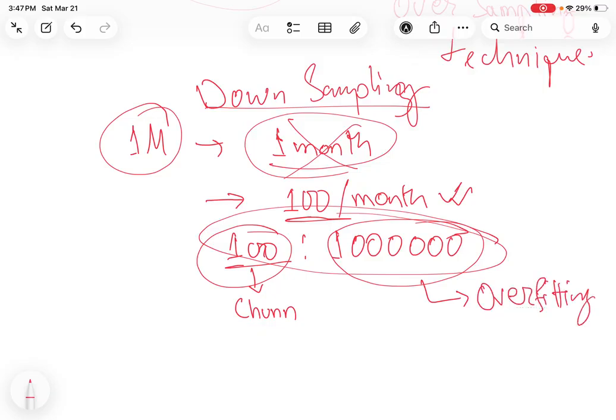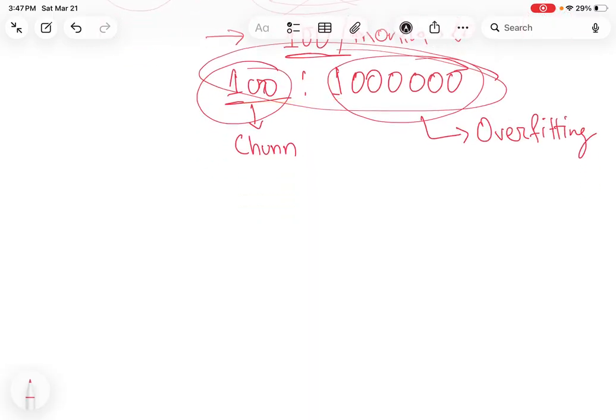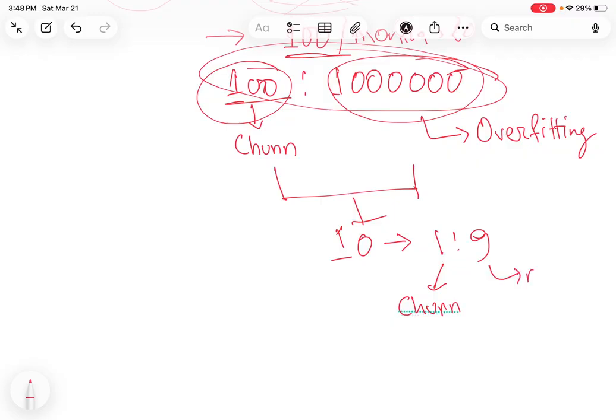Okay, for this reason it is better to reduce this amount in such a way that, normally in practice I saw, if you pick up 10 samples, it should have a 1:9 ratio. So what does it mean? 1 is churn, and then this is non-churn. Or the same thing you can do with 15, then 1:14 will happen.